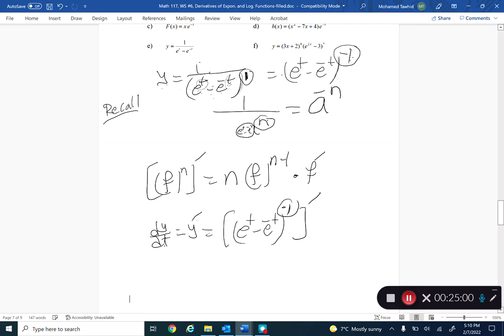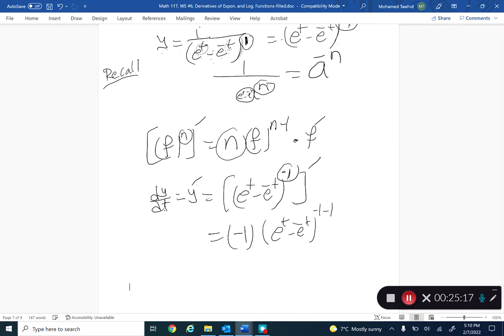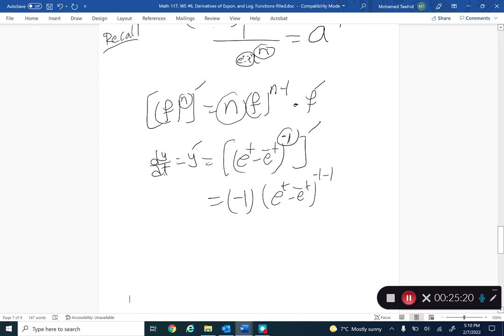So what is your n? Your n is negative 1. So I put n in front, negative 1, and then here is your bracket, e to the power t minus e to the power minus t, to the power n minus 1, which is negative 1 minus 1. And I have to take the derivative of whatever is inside the bracket, which is (e to the power t minus e to the power negative t) prime. Because I'm using the power rule, f prime means the derivative of whatever is inside the bracket. What is inside the bracket? e to the power t minus e to the power minus t.